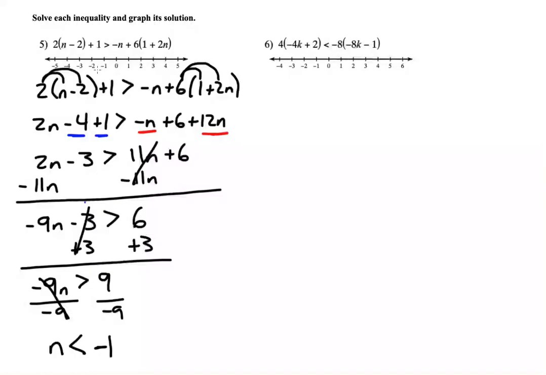So I come up here and I find negative 1, that's my key number. It's less than, it's not equal to, so it's going to stay open, and it's all the numbers less than that, this way.